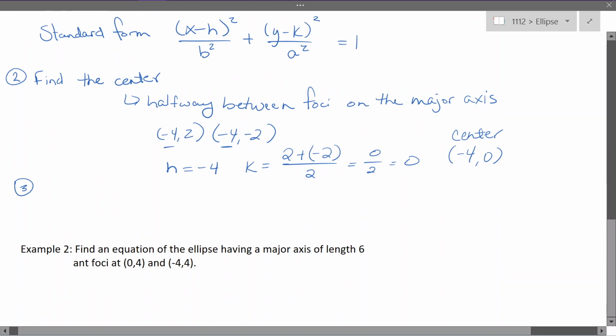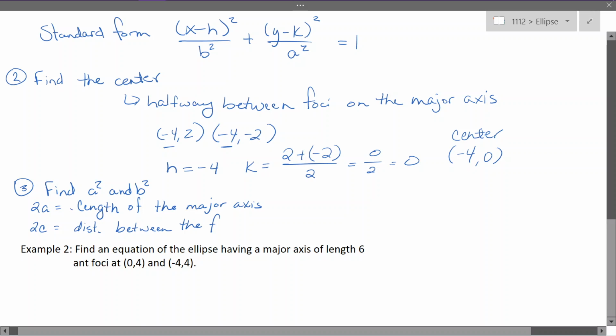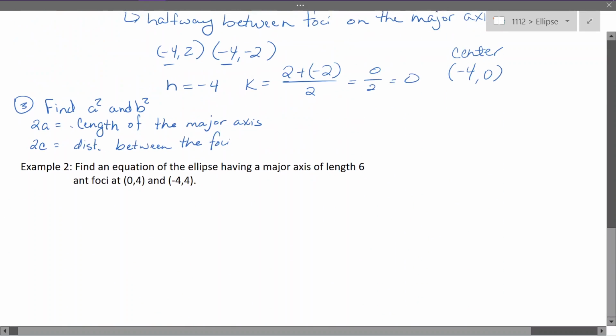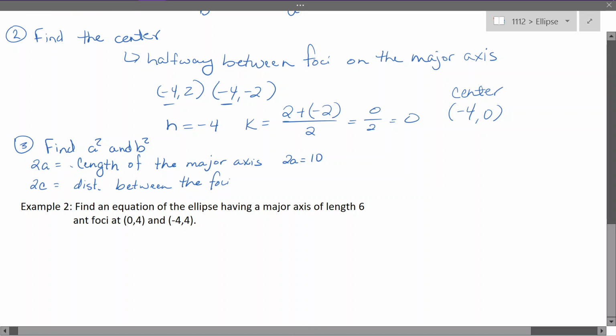Next, I want to find a squared and b squared. So we know that 2a equals the length of the major axis. And then we know 2c equals the distance between the foci. We're given that the length of the major axis is 10, so here we have 2a equals 10. To get a, we divide by 2, and we get a equals 5. So then a squared is equal to 25.